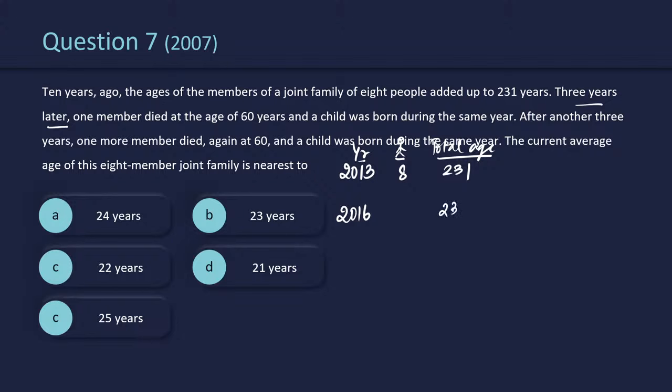So 231 years तो total age था in 2013. So 2016 में, can I say in 3 years, each of these 8 members grew by 3 years? हर किसी का उम्र 3 साल से बढ़ेगा. 3 साल हो गया ना? So can we say there will be an increase of these many years? Out of these, one person died at the age of 60. So his age vanishes from the sum. And a child was born during the same year. Since the child was born, he is considered to be 0 years of age.